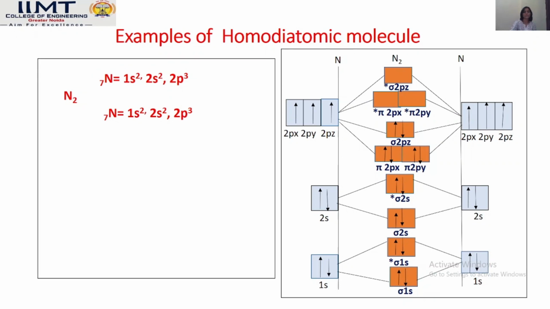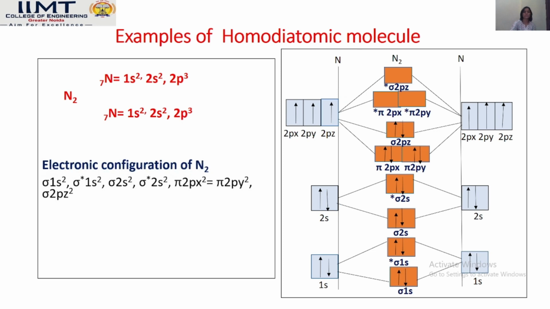So the electronic configuration of the nitrogen molecule is sigma 1s2, sigma star 1s2, sigma 2s2, sigma star 2s2, pi 2px2 equal to pi 2py2, sigma 2pz2. The bond order of the nitrogen molecule is 3. The number of electrons in bonding orbitals is 10 and the number of electrons in antibonding orbitals is 4. All the electrons are fully paired, so it is diamagnetic in nature.